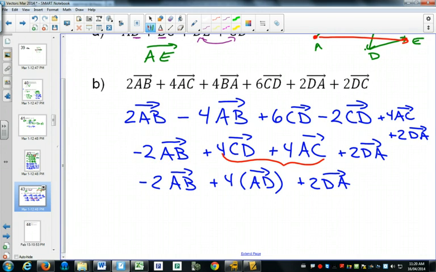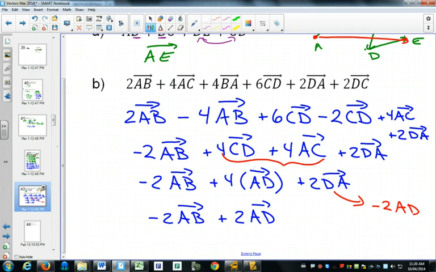Here too, these ones can be put together. So we have minus 2 ABs plus 2 ADs, because this one is the same as minus 2 ADs. The vector AB and AD cannot be put together the way that they are right now.